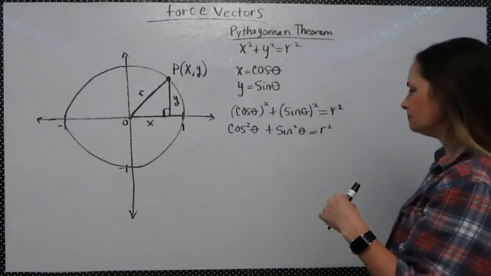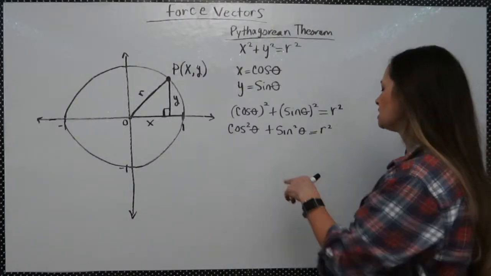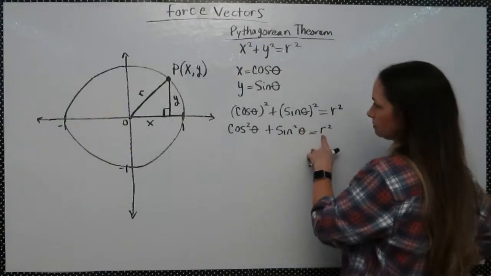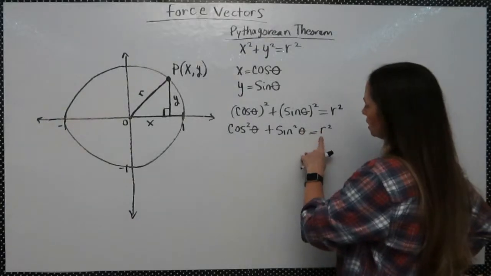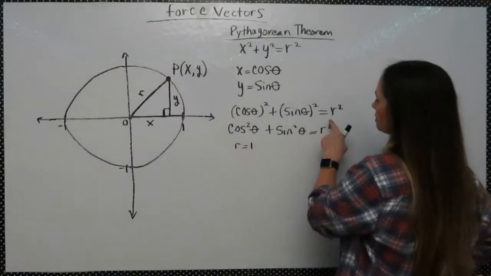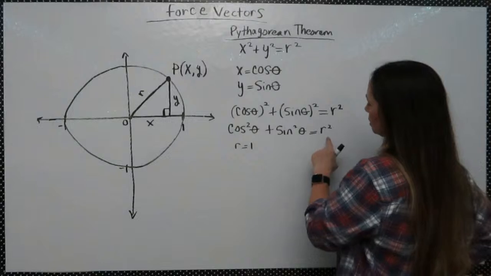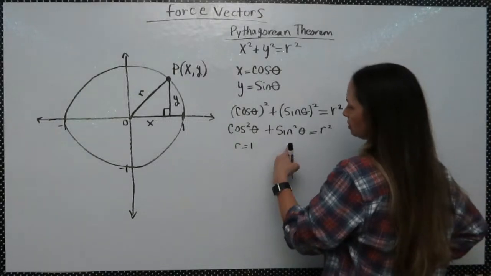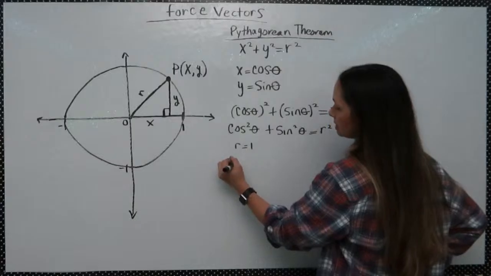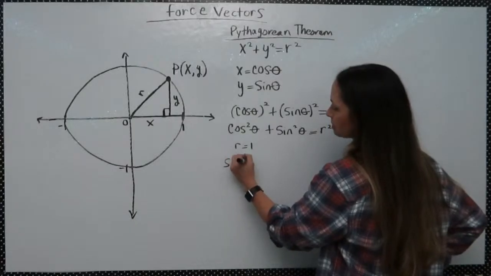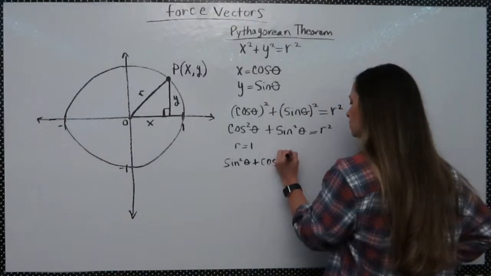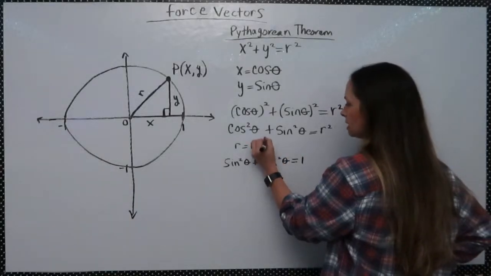This is for r, which actually equals 1, but it'll work for any. So when r equals 1, we've got the Pythagorean. You just plug in 1 here for r, and then you rearrange it: sine squared theta plus cosine squared theta equals 1 is the Pythagorean identity.